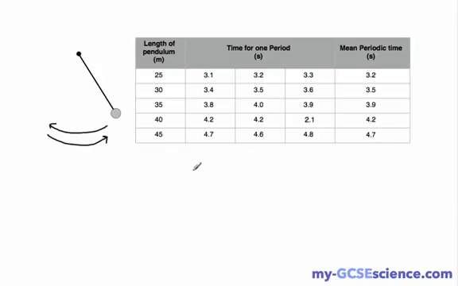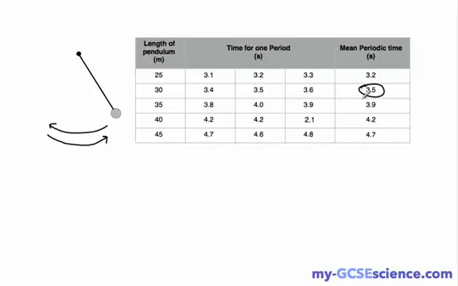Now, one thing about pendulums is they are a good source for how science works types of questions. So if you look here, I've got a table. We're looking at the length of a pendulum versus the mean periodic time, and here I've got some readings that I've taken. So time for one period, and remember period is time taken to go from one end to the other and back again. So I've got 3 readings, repeated it 3 times, and I've taken a mean. So you can imagine in the exam they might leave one out and ask you to calculate the mean periodic time for one particular one.